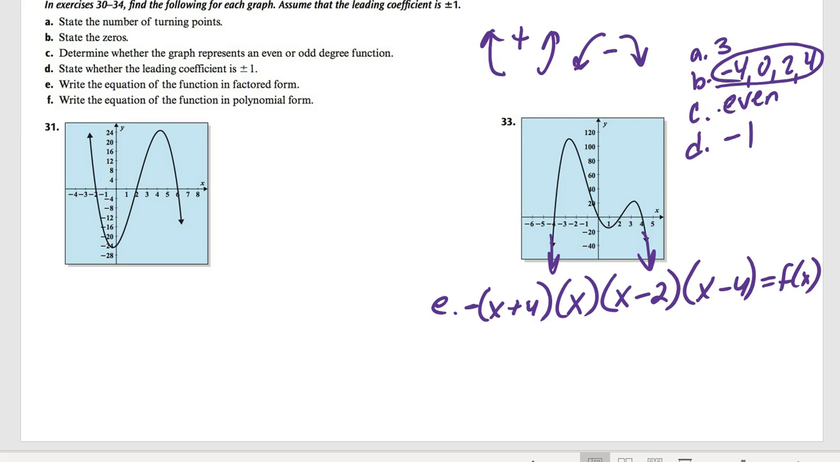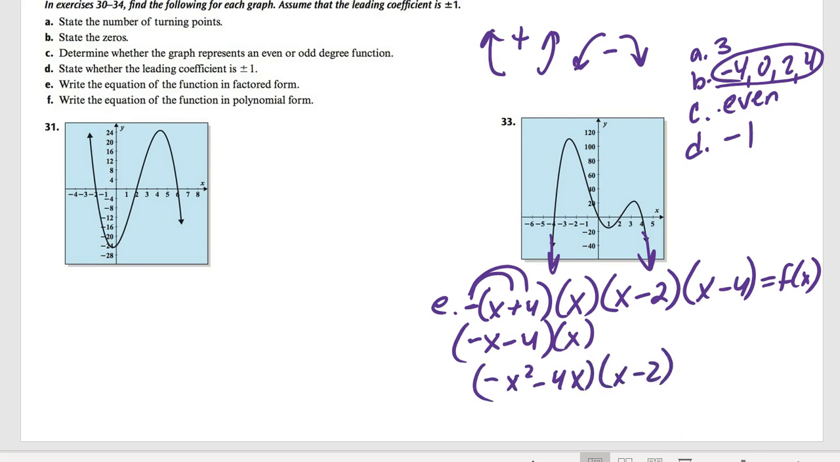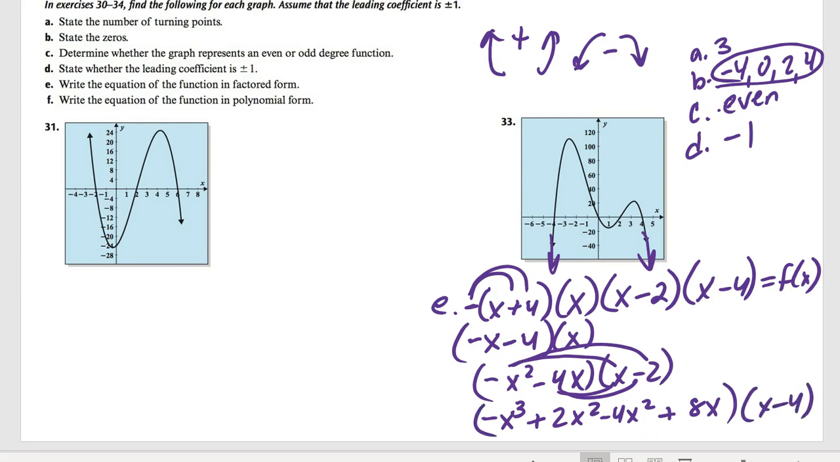Okay? So let's go ahead and multiply that out. We're just going to do the first negative 1 times the first factor. If I multiply that times x, that's going to give me negative x squared minus 4x. And then multiply that times x minus 2, I'm going to get negative x cubed plus 2x squared minus 4x squared plus 8x. And then I still have to multiply times x minus 4. That's what I had left.